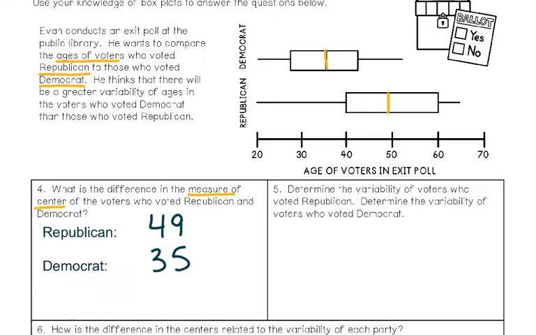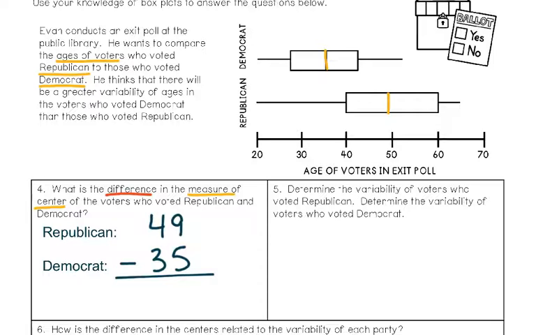When I look at this, I see that the median Republican voter is about 49, and the median Democrat voter is about 35, could say 36. The question wants to know what's the difference in the measure of center, or the medians, of those voters. Take a second and remember, what does difference mean in math? Press play when you're ready to check.